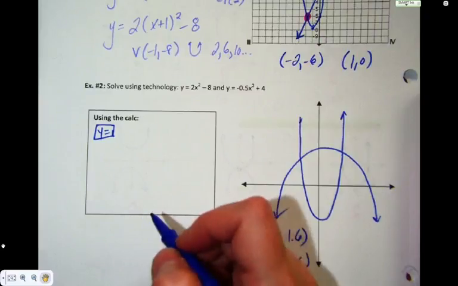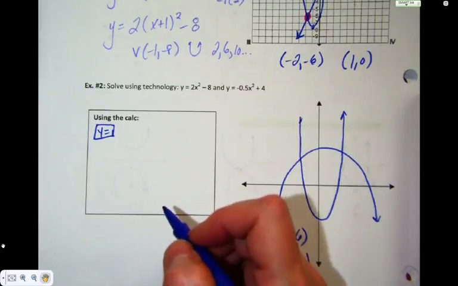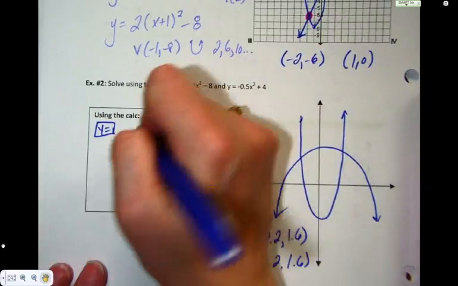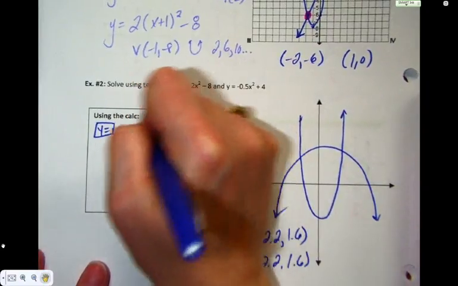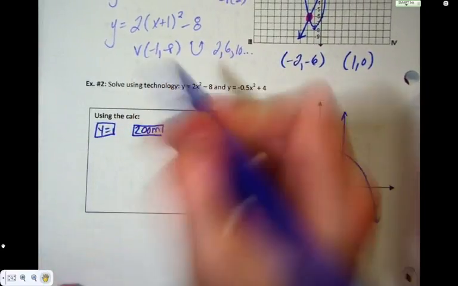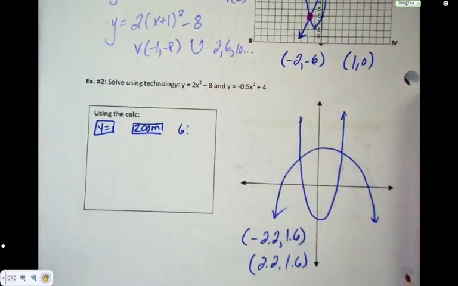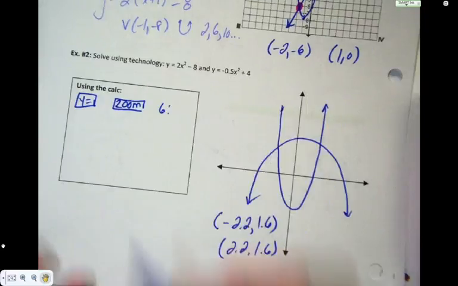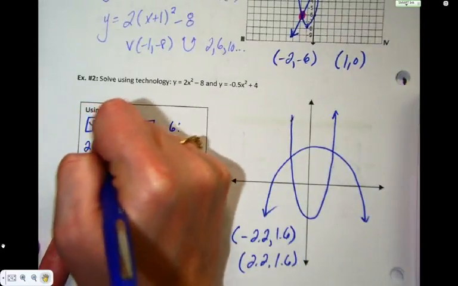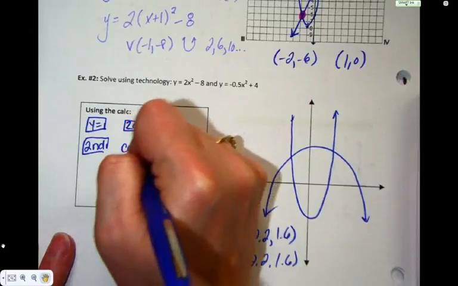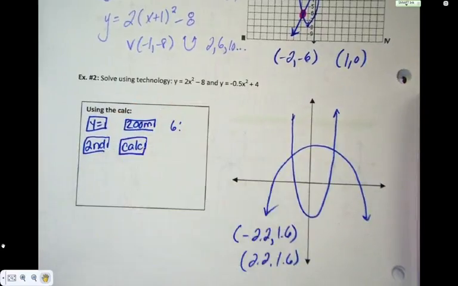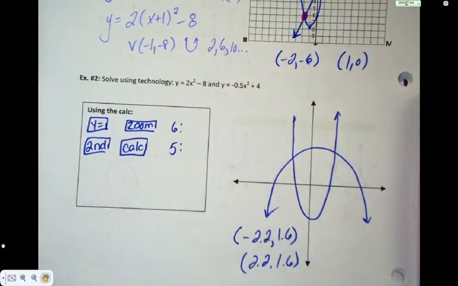She's just randomly saying buttons. So we put into Y1, Y2, if you need to write that step down. Then we went into Zoom and picked number 6. Then second function, calc, and we pick 5. That's the last thing you'll meet in this menu until grade 12, so you will never use 6 or 7 till later. It's always 1 through 5.